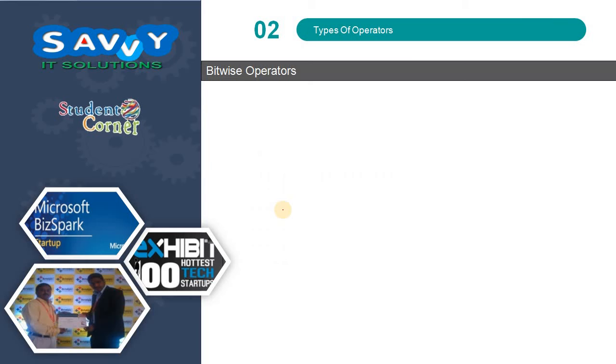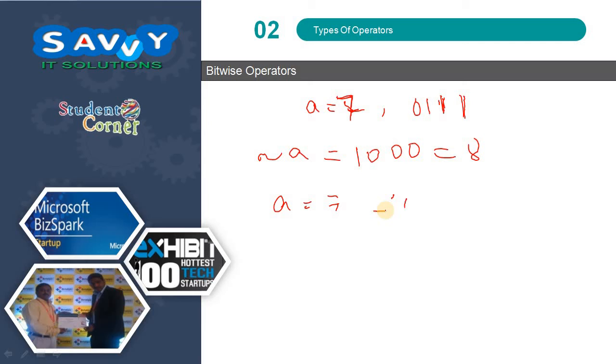So let us take A is equal to 5. The value of 5 is, okay, 7 we need to take, that's better. 0 1 1 1. Now the tilde operator applied, 1 0 0 0, this is equal to 8. Similarly we take A is equal to 7, which is 0 1 1 1, and B is equal to 9.